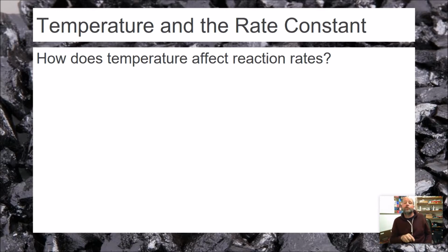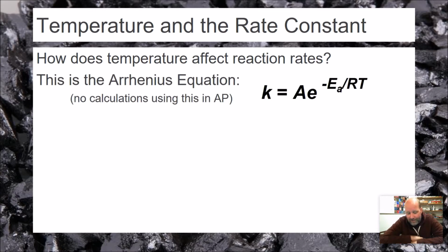AP will ask you why increasing the temperature increases the reaction rate. And you should say two things every time. One, they collide more often when they're moving faster. Two, they collide with greater energy and are therefore more likely to be above activation energy. This is the Arrhenius equation. You don't have to do any calculations with this in AP, but you do have to be kind of familiar with it. And it is on your equation sheet, or at least I think it is. It used to be.